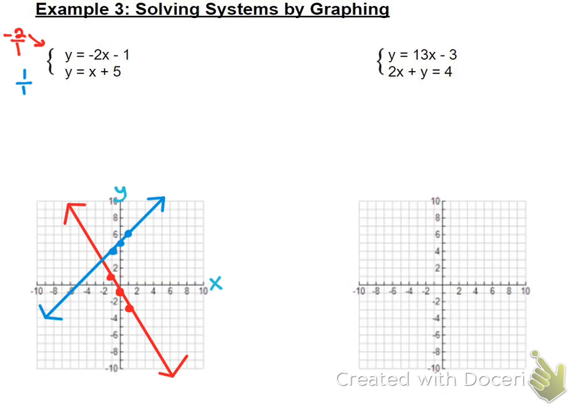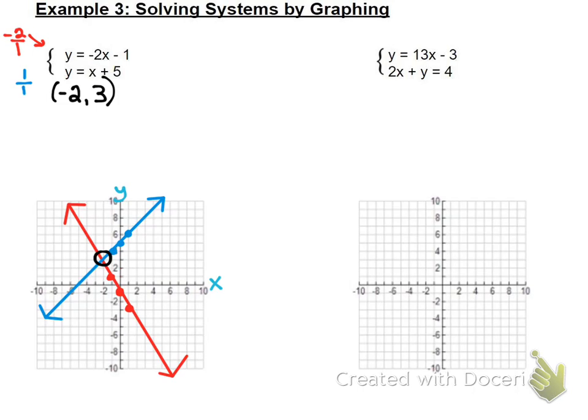Now, what we need to find is where do these two lines intersect one another? Where do they cross? 3 over 2. Okay, right there. So this is where we come up with our ordered pair. What's our ordered pair? What's my x value going to be? And then my y value? 3. Good.